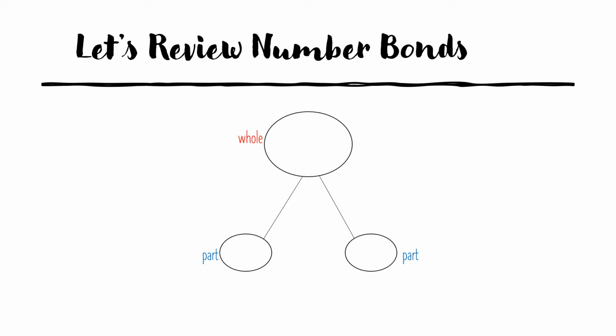A number bond has 3 areas. One is the whole, which is right at top, the big circle, and the other 2 areas are called the what? You got it. They're called the parts. The parts travel into the whole.